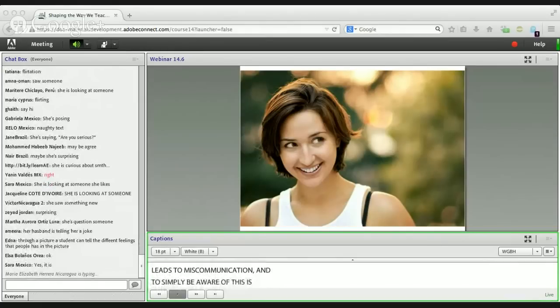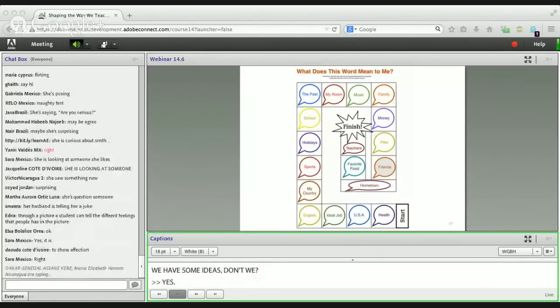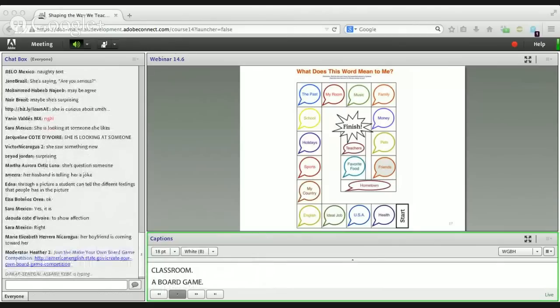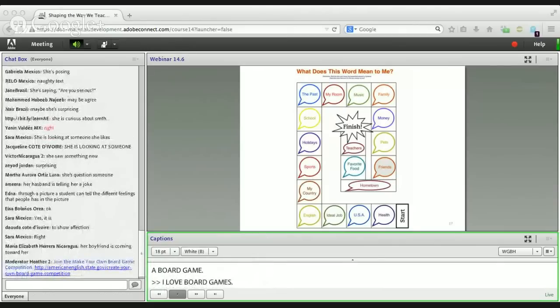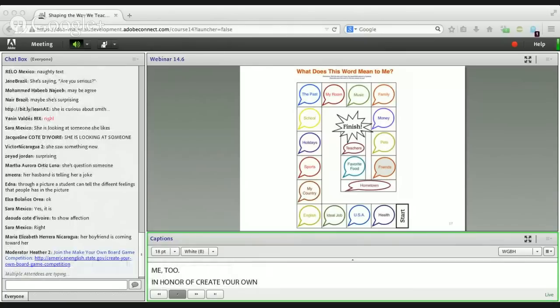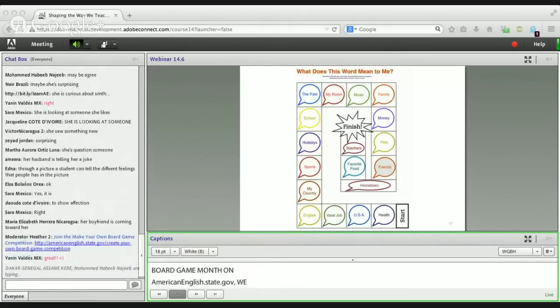So in our classrooms, we want to look at ways to build awareness. We have some ideas, don't we? Yes, I have a great way to build cultural awareness in your classroom. A board game. I love board games. Me too. In honor of Create Your Own Board Game Month on AmericanEnglish.state.gov, we created a board game that you can use in your classroom with your students to help them begin to look at what is behind some of these cultural symbols that we've talked about.